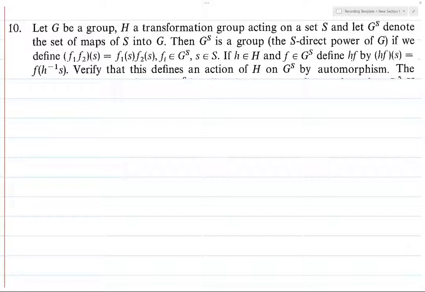We've got to prove that this is a group. So we know that G is a group, so G contains an identity element 1. So let's define an element 1 in G^S to be the map.